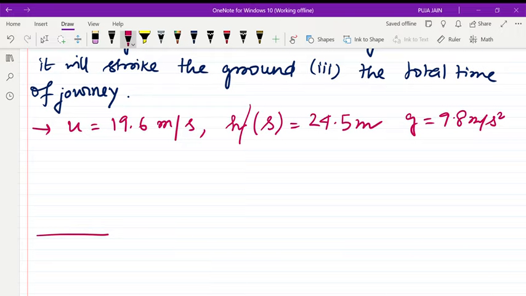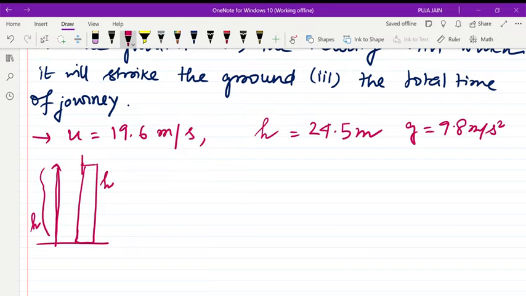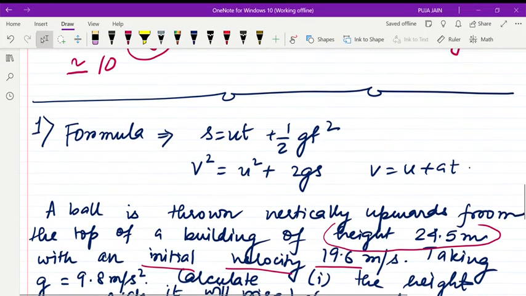So this is, suppose, my ground, and a ball is thrown vertically upwards. Okay, this is the height it has achieved, that is height h, from the top of a building of a height 24.5 meter. I am using h only. The height to which it will rise before returning to the ground. So this is the height of the top of a building, this h. Suppose this is the building, but I need to find the height where the ball will reach at its maximum. That is the maximum height the ball can reach.